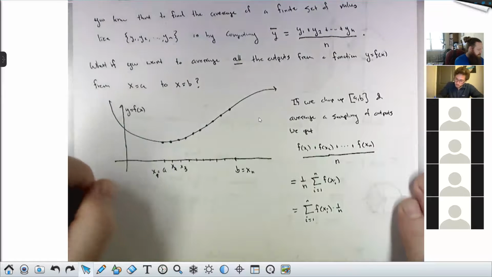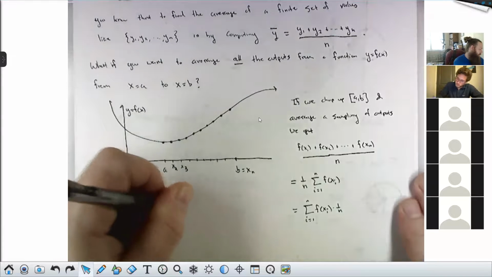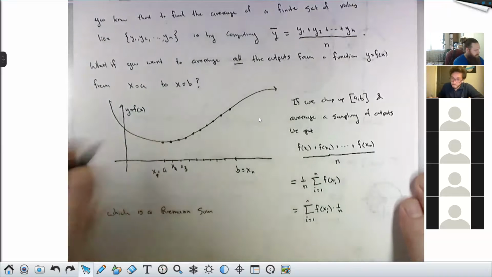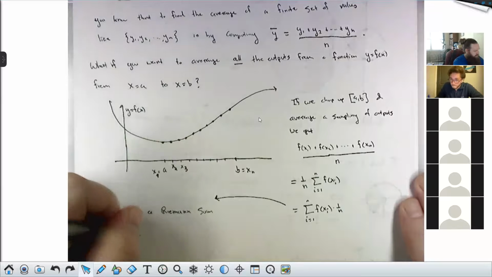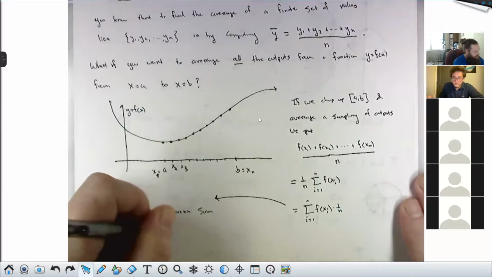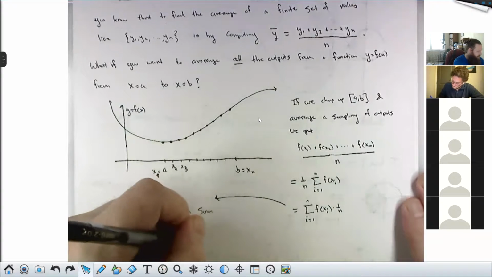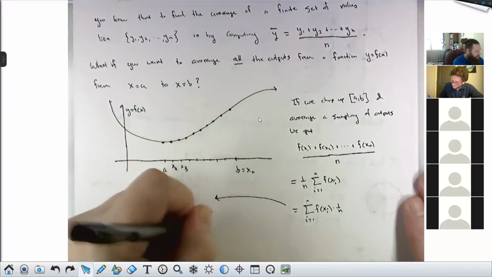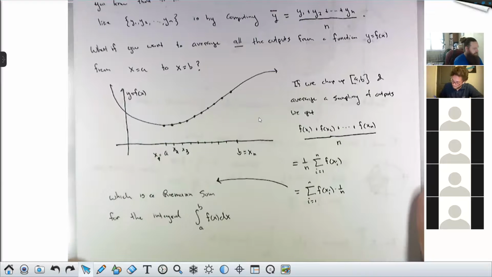So this is a Riemann sum for the integral. You can think of this as your y value, your f of x, and this is like your delta x or your dx. So this is a Riemann sum for the integral from a to b, f of x dx. So the integral plays the role of adding up all the y values.